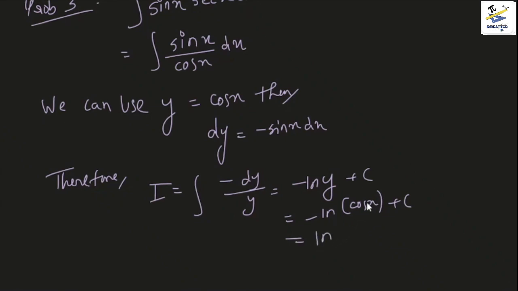ln of cos x whole to the power minus 1, because there is a minus 1 in the coefficient which can go in as a power, and 1 by cos x is just sec x, so ln of sec x plus c. And if you are wondering, this is just the integral of tan x dx, right? So you can remember as a result that the integral of tan x is just log of sec x plus c. And in future problems, if you ever encounter the problem of finding the integral of tan x, we are directly going to use the result of log of sec x plus c.